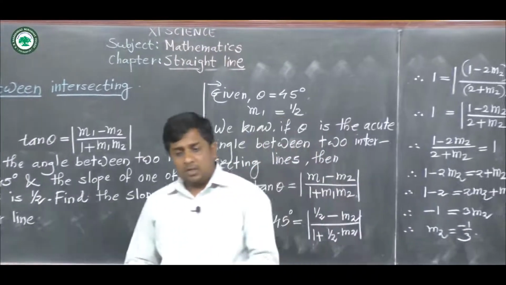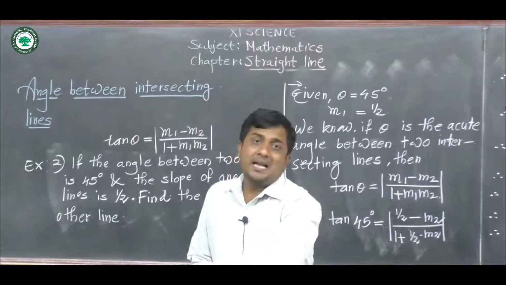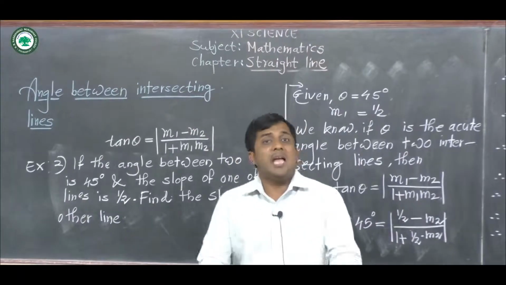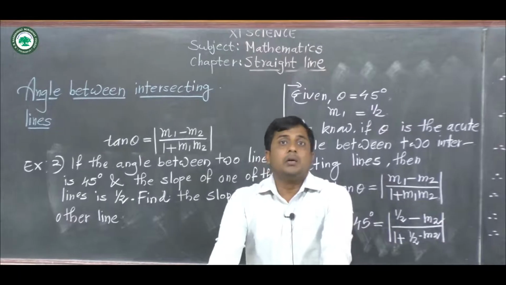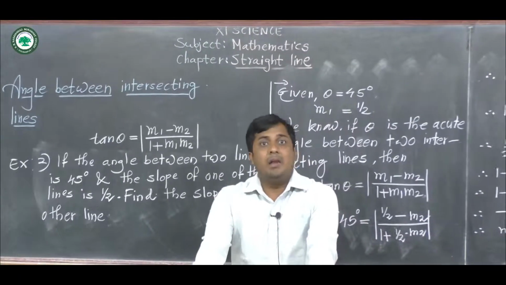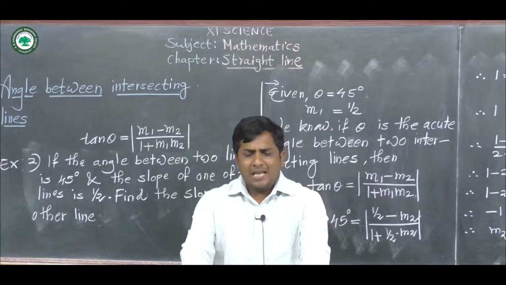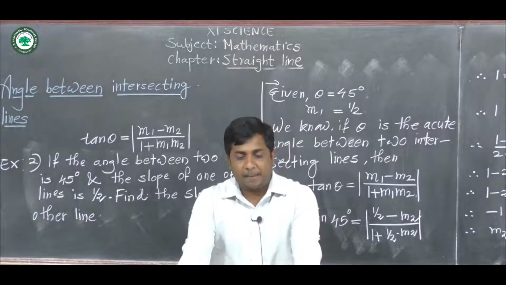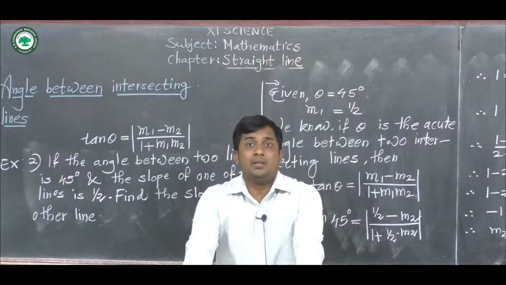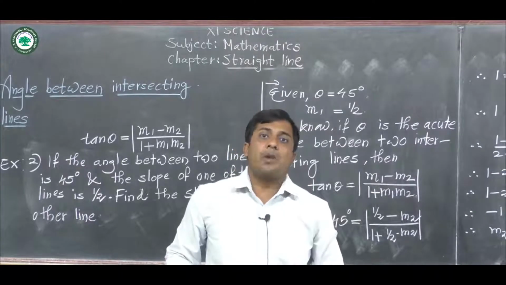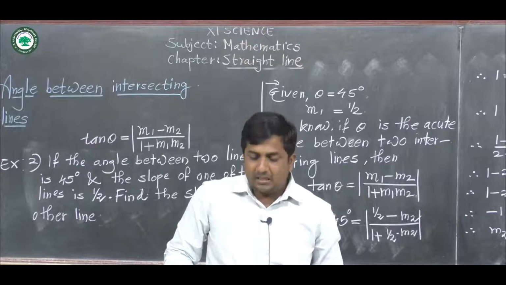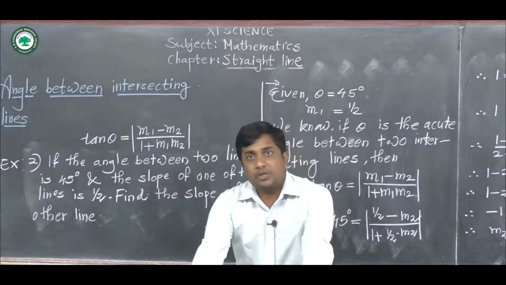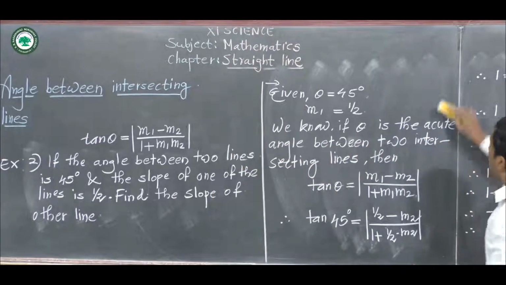We saw two examples to define the angle between two intersecting lines. Now in today's lecture, we go with the next important part in this chapter, and in that we consider the equation of a line in standard forms.